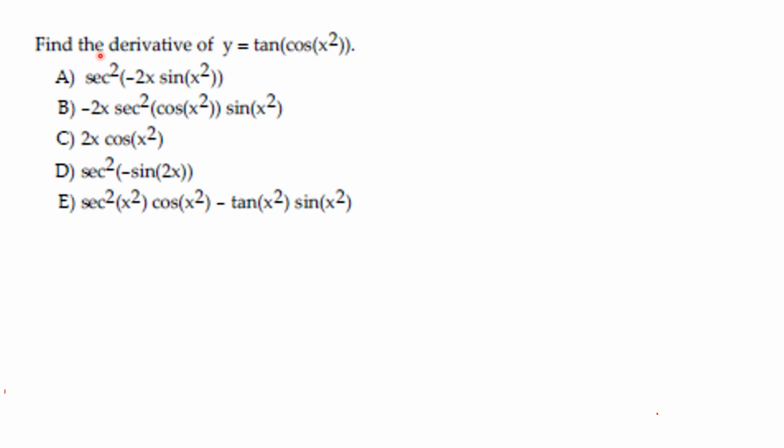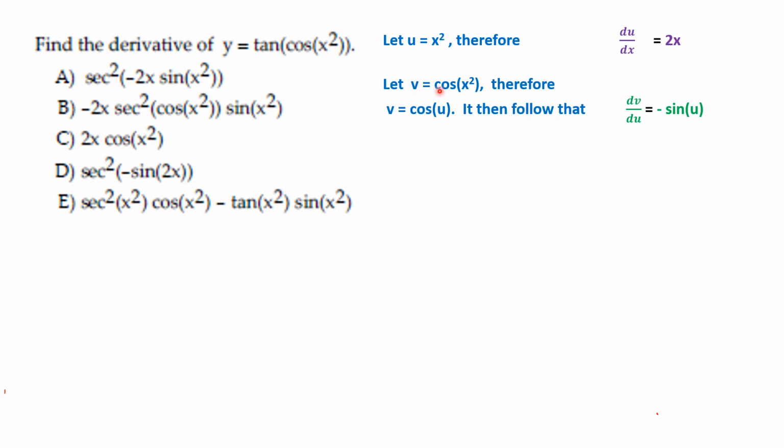Find the derivative of y equal to tan of cosine x squared. We're going to go from inside out, so we start with x squared. Let u be equal to x squared. Therefore, the derivative of u with respect to x is 2x. Let v equal cosine x squared. So the argument of tan, which is cosine x squared, we're equating with v.